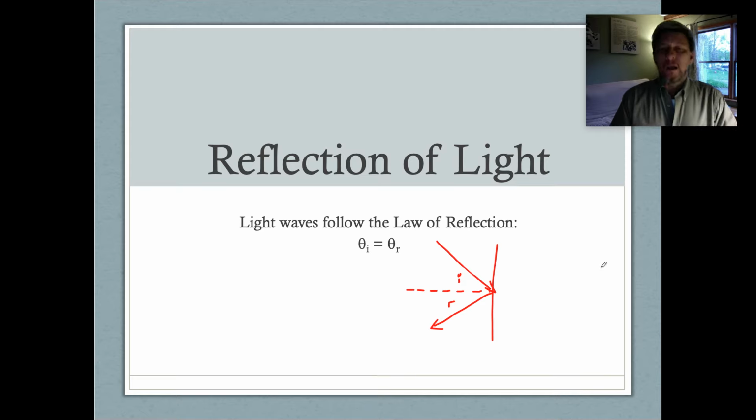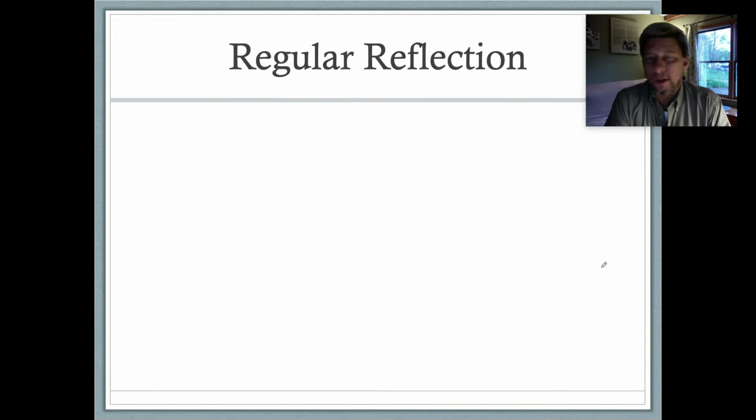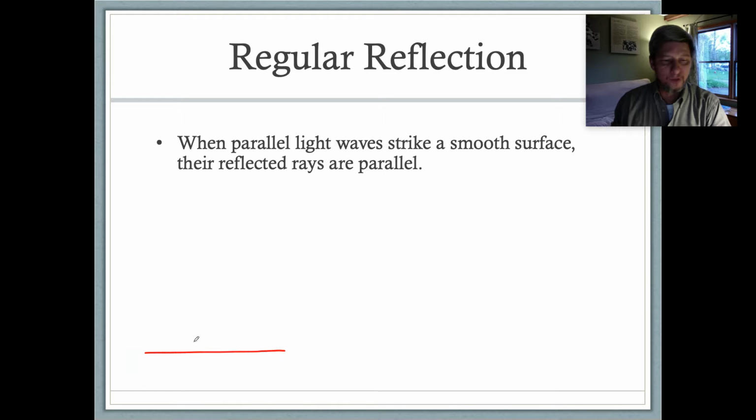Now, light rays are reflected off of every surface, whether it's a perfectly smooth mirror or a rough sandy beach. Light is always being reflected. And so that leads us to two different kinds of reflection. The first is what we ordinarily think of as reflection, regular reflection. And this is the case that when parallel light waves strike a smooth surface, their reflected rays are parallel. And so I'm going to draw a smooth surface here. Oh, that was pretty good.